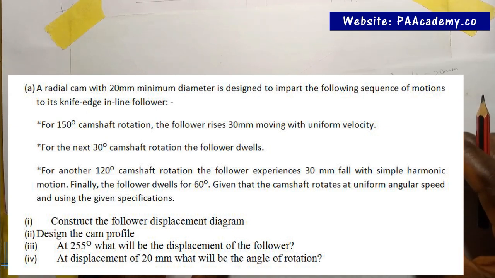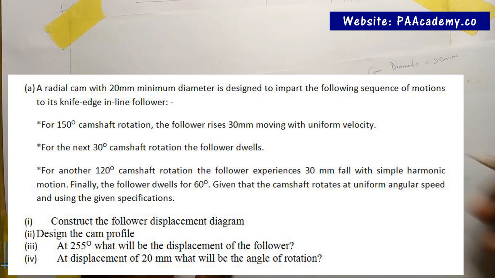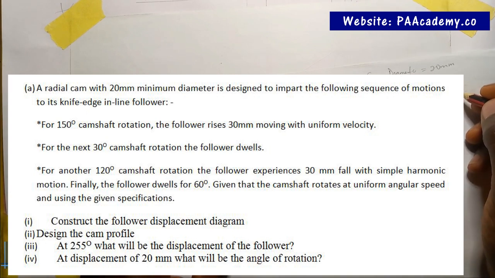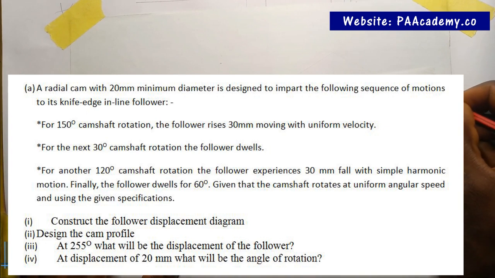So let's just note that. And then it went further to say for 150-degree camshaft rotation, the follower rises 30 mm. So that means it rises 30 mm from 0 degrees to 150 degrees, moving with uniform velocity. So take note, uniform velocity. What's next? It said for the next 30-degree camshaft rotation, the follower dwells. So that means from 150 degrees to 180 degrees, it dwells.